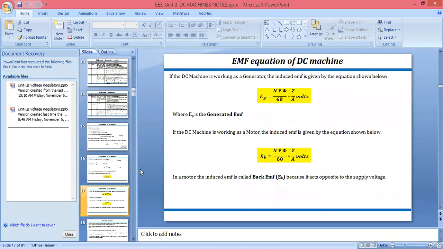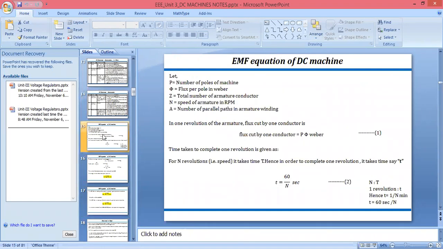Here n is nothing but the speed of the armature, but we measure it in minutes and we require time in seconds, so we can convert minutes into seconds. If there is 1 minute, we can take it as 60 seconds, and time we can calculate as 60 upon n. और flux क्या है? Flux is nothing but the number of poles into the flux.